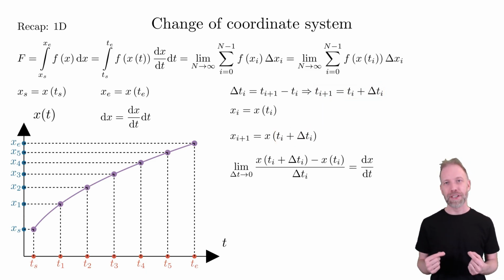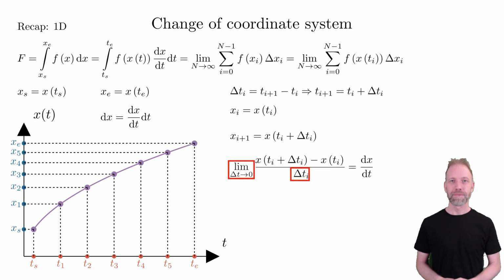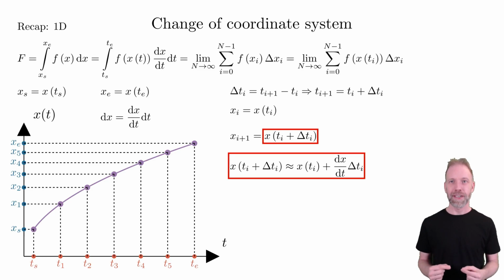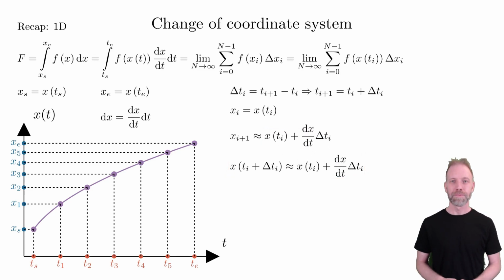Now let us remember the definition of the derivative. Drop the limit and multiply with the delta t. And reorder. And finally insert it into the expression for xi plus 1. We can therefore see that an approximation for x of ti plus delta t is x of t plus dx/dt delta t. This approximation will be important when we move to double and triple integrals.